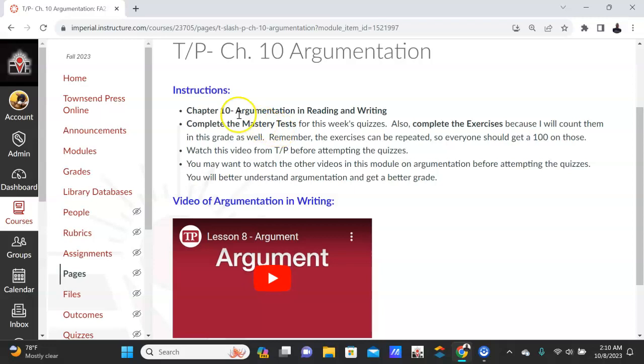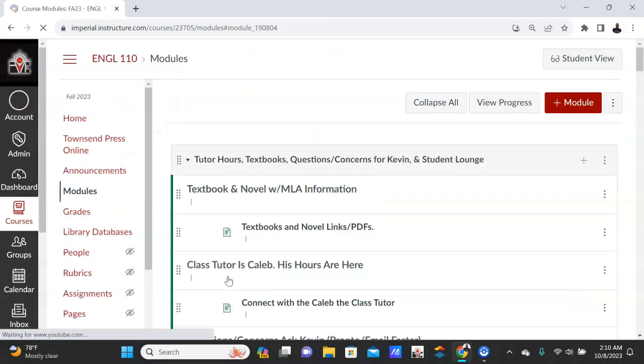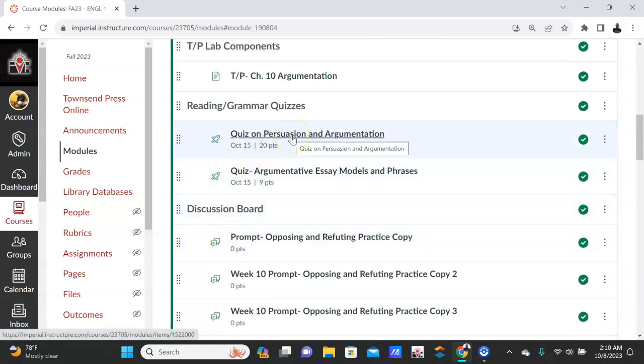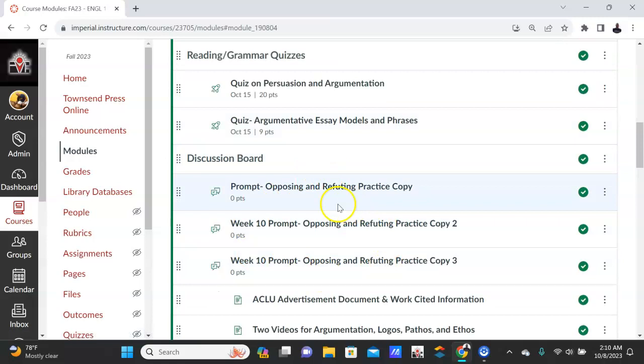Plus, remember when you're going through these, after each problem, you should get an answer or an explanation to why your answer was correct or wrong. So go ahead and do those. And then here's a quiz on persuasion and argumentation, and here's some argumentation essay models and phrases. You're going to do these before you attempt the opposing and the refuting, which is the discussion board prompt for this week. So let me take you here first.